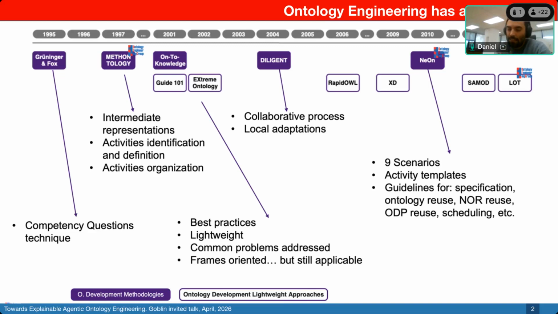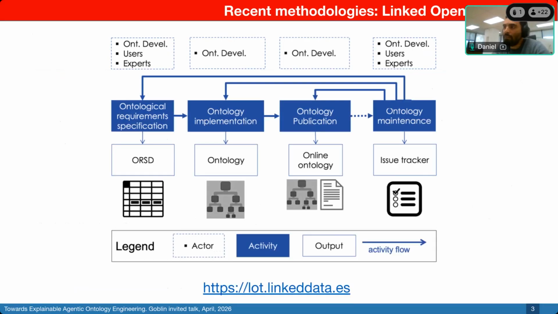And now we have seen in the last years a methodology that has been proposed by members of my group, the Linked Open Terms methodology. In general, even though I'm simplifying quite a bit in this slide, it has four main activities: the ontology requirement specification, the ontology implementation, ontology publication, and then maintenance. They mirror the types of things that you would do in a software engineering project. You gather the requirements, then you implement, you do releases, and then maintain.